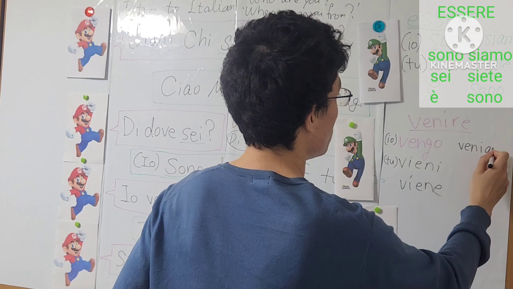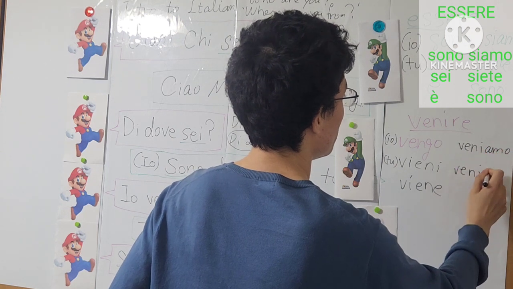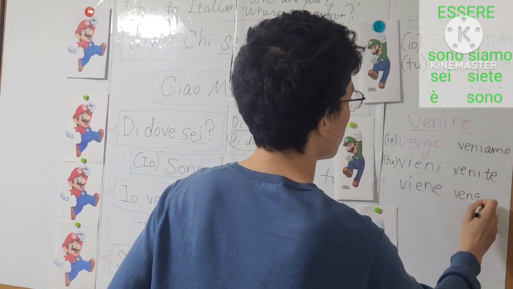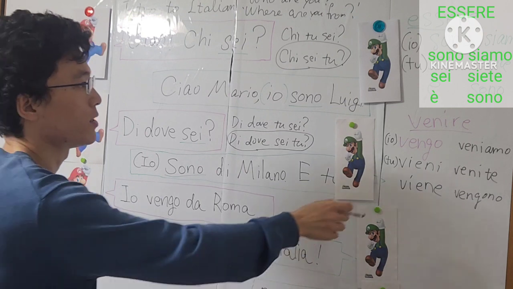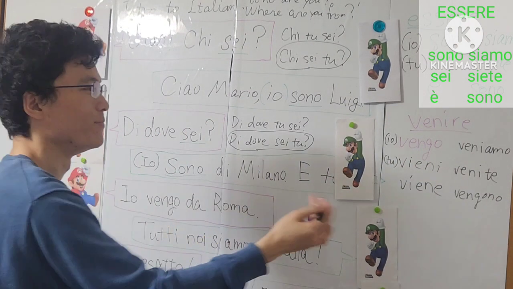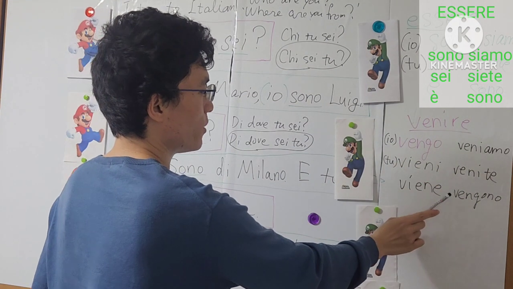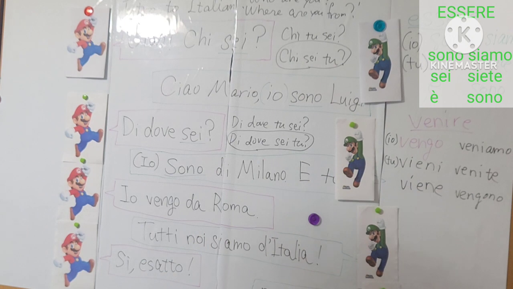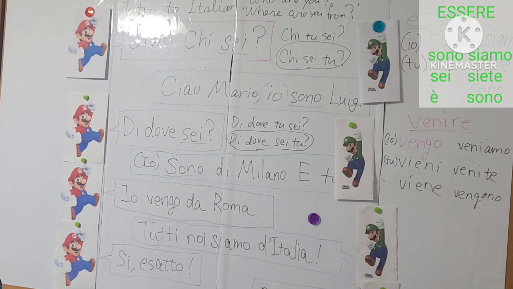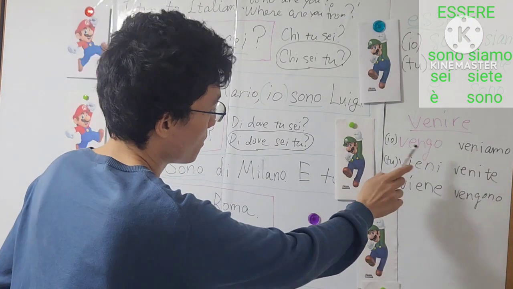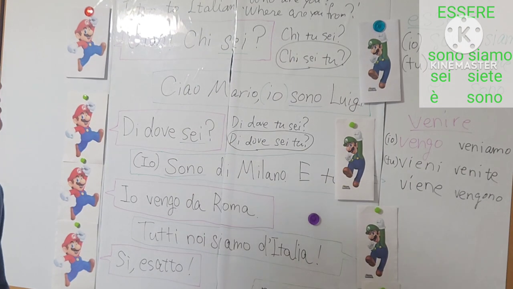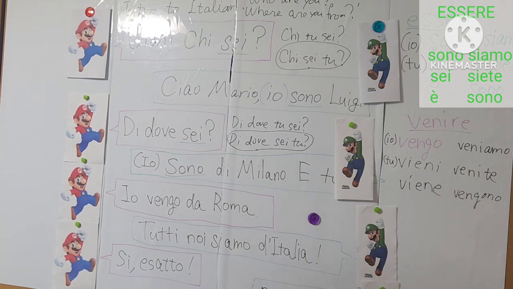Veniamo. Venite. Vengono. These three, you can guess, right? The plural forms. First person, second person, third person, plural forms. Okay. Today I just learn by heart vengo, if you don't have more room in memory or energy today.